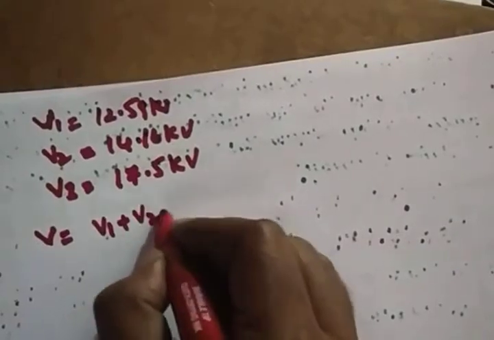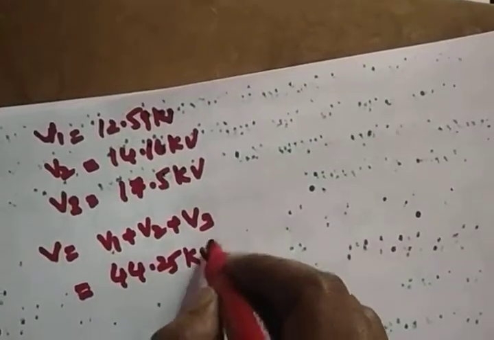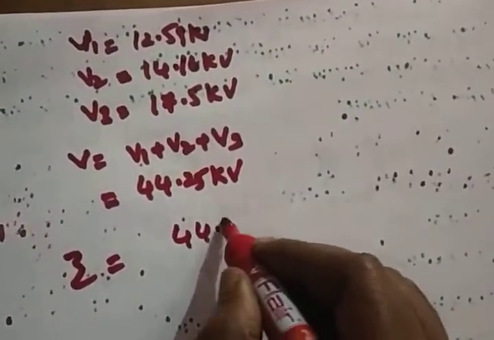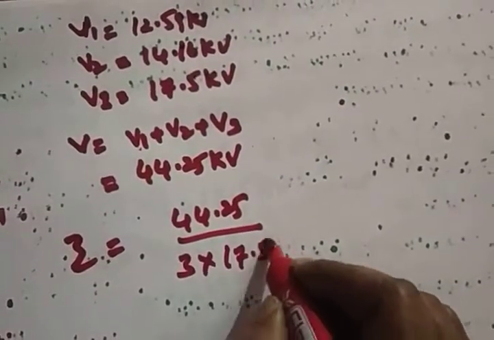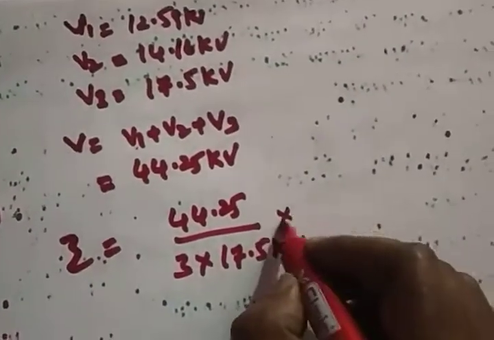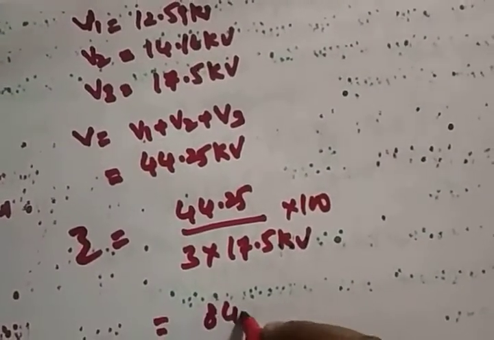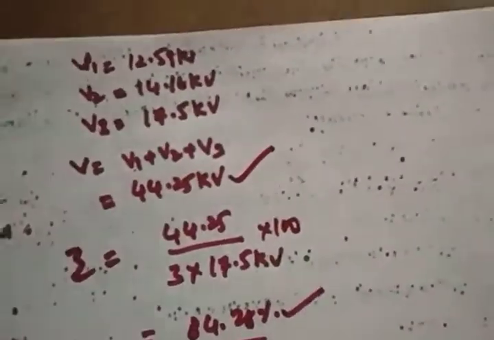So what is the total voltage? V is equal to V1 plus V2 plus V3. Substitute, and you will get 44.25 kV. This is a phase voltage. Then what about the string efficiency? Total voltage 44.25 by the number of discs, 3, times the voltage nearer to the conductor, 17.5 kV, into 100. If you substitute, you will get 84.28%.